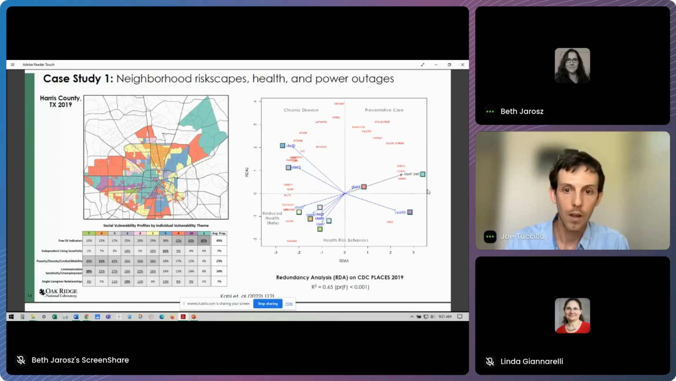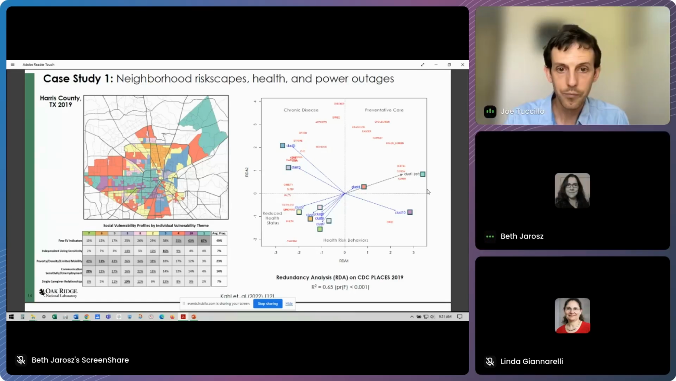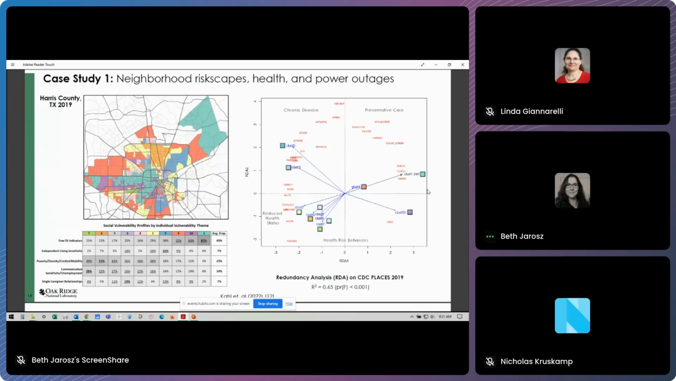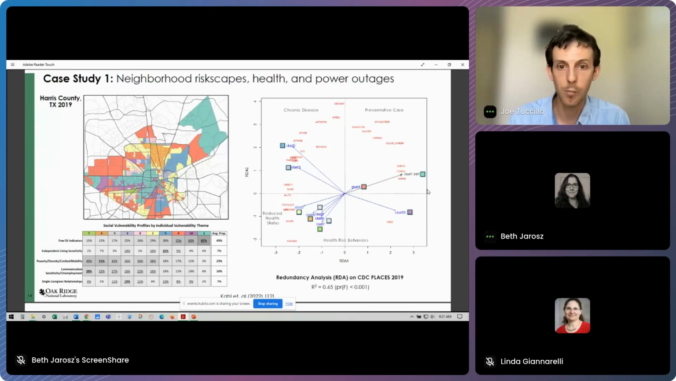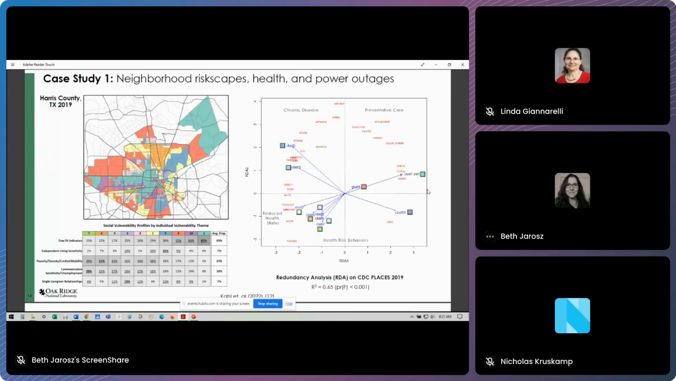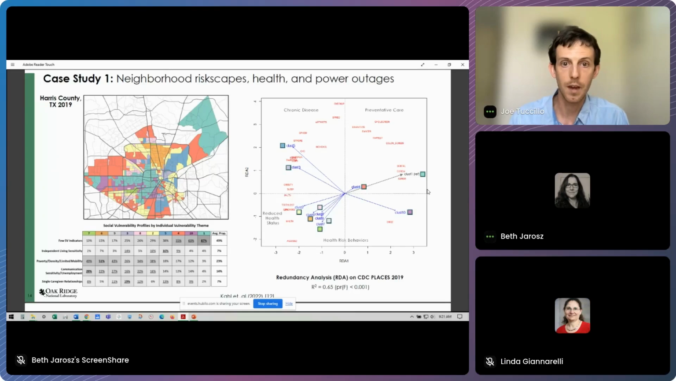And so by combining these two results, we can see that places with higher social vulnerability, especially related to an increased prevalence of independent living difficulty, tend to be places that also experience reduced health status and greater incidences of chronic disease. And so when we're planning for infrastructural outages, these factors might be considerations for mitigation strategies. Next slide.